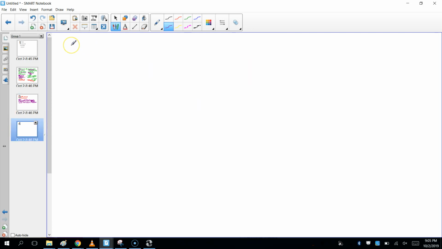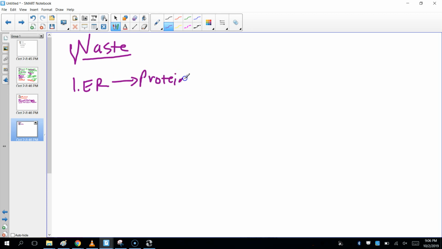Okay, the other pathway I want to talk about is the waste pathway. Okay, so basically what you have is the ER. It actually gets that message, just like I said before with the protein pathway. The ER gets the message from RNA to make protein. Okay, and in this case for the waste pathway specifically, we're talking about enzymes because the enzymes break down the waste. So the ER makes protein or enzymes.